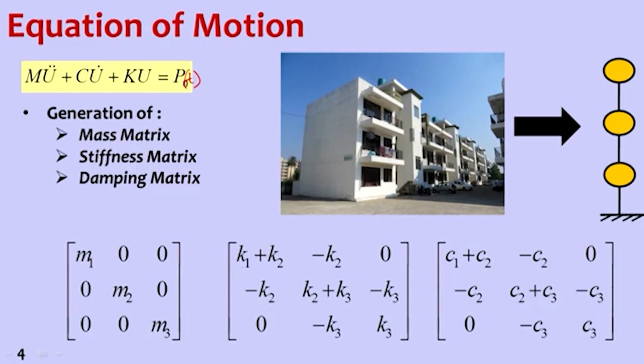Why? Because mass 1 is associated with acceleration 1, but when we come to stiffness, the first term is associated with the displacement of the first mass and the second term is associated with the displacement of the second mass. So, in one equation we have u1 terms and also u2 terms, and in another equation we have u2 terms and also u3 terms. That is the reason we cannot solve them independently. We need to employ special techniques for solving it.